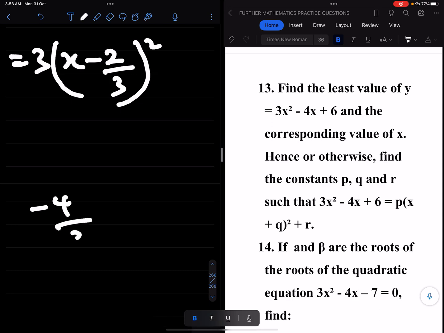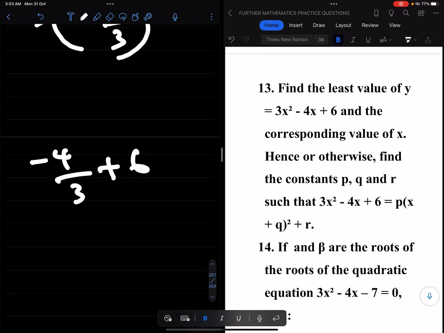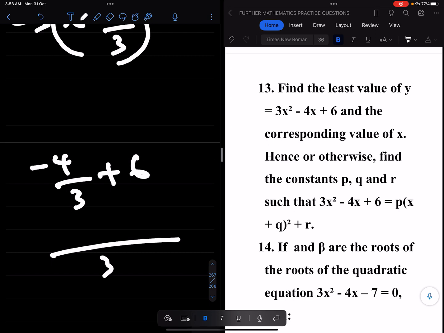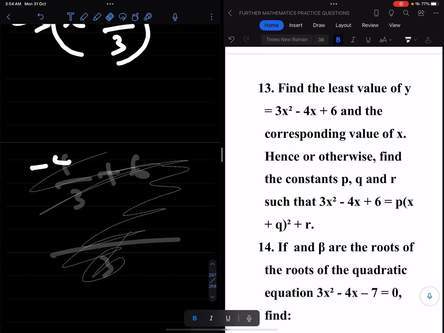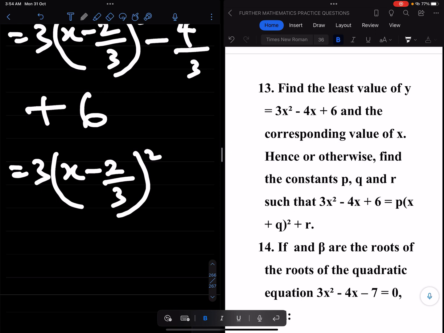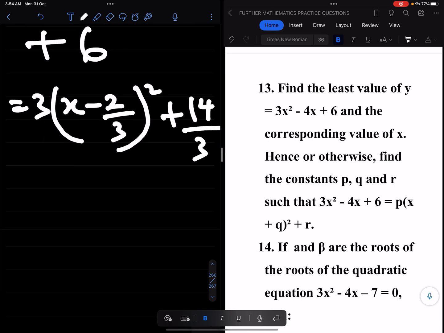Let's do that here. Minus 4 over 3 plus 6, that's the same as 14 over 3 actually. Yes, that's 14 over 3. That's plus 14 all over 3. Now, they said we should find the least value of y. Therefore, the least value of y, which is the same as y minimum, is 14 over 3.